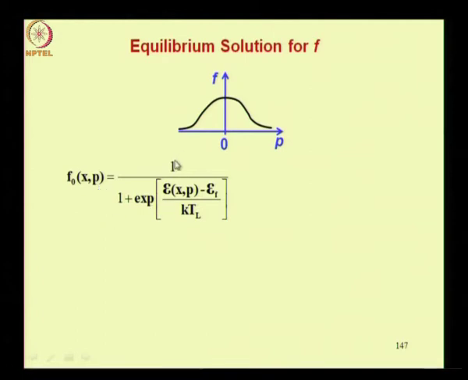Let me read this for you. So f naught of x comma p, which we are trying as a solution, has the form 1 by 1 plus exponential of E, the energy of the electron or energy of the state at any x, and it is a function of the momentum p, minus a constant level. As we will see, this is the Fermi level. Right now let us say it is some constant, divided by k times TL, where TL is the lattice temperature. Now what is our motivation for thinking about a form like this?